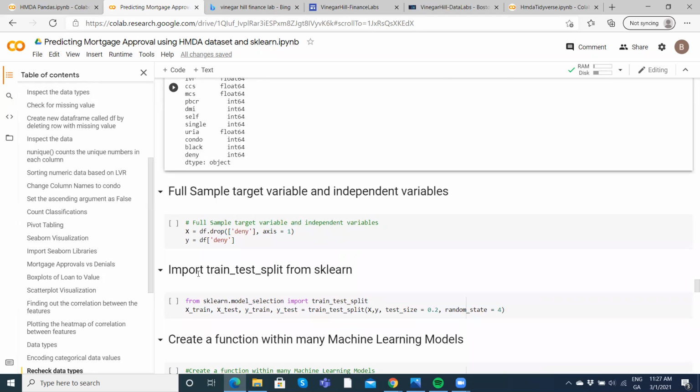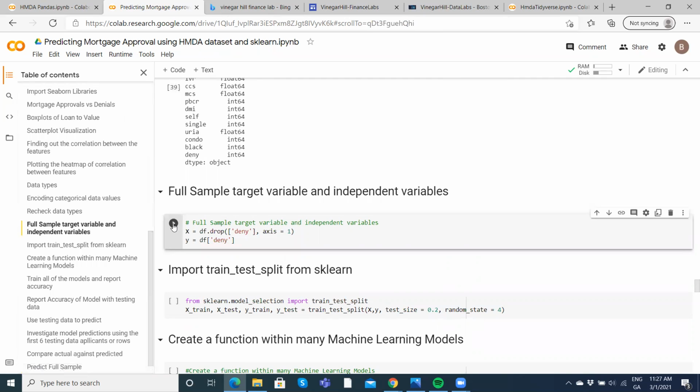Now, the next step involves us separating our data into the independent variables, or the features, and then the value we want to predict, the target variable. So we want to create a classification type algorithm that we can predict this binary: were you approved for your mortgage or not?